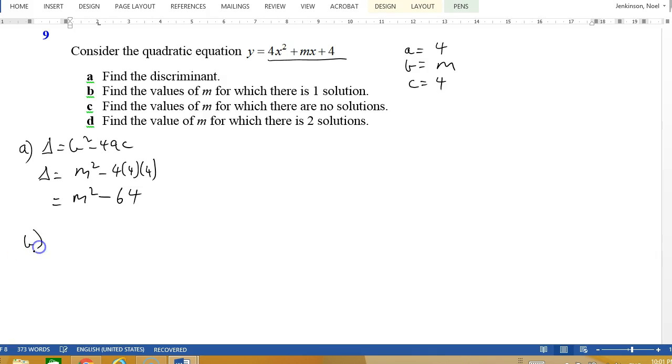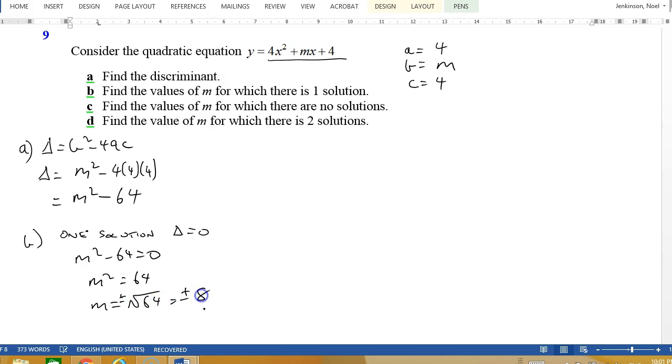Part B says, what values of m will mean that there's only one solution? Well, for there to be only one solution, the discriminant equals 0, so m squared minus 64 must equal 0, so m squared must equal 64, so m must equal the square root of 64, plus or minus, which of course is plus or minus 8.